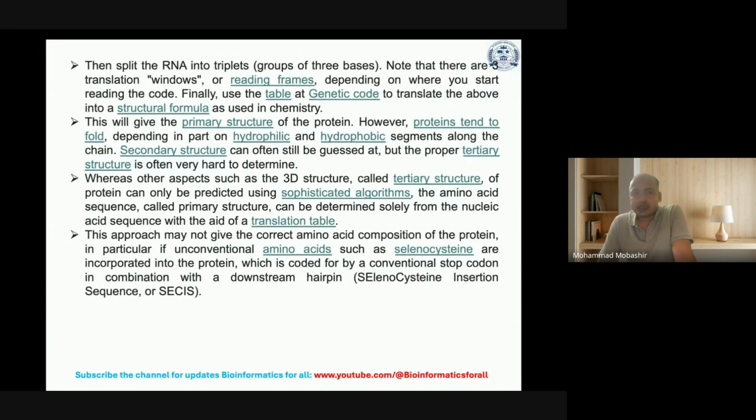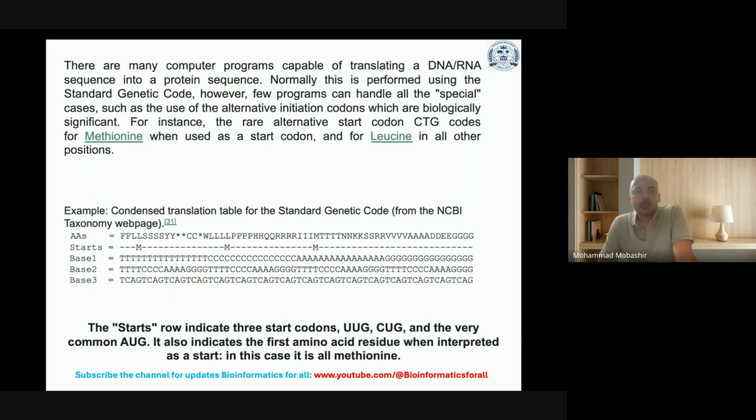And after that, you need to understand protein folding, like the 3D structure, tertiary structure, and then further protein PTM, post-translational modifications. And finally, there are many computer programs available which can help you to convert all these translational processes easily, or even replication, transcription, and translation.